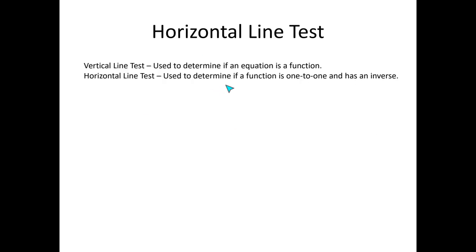So let's talk about the horizontal line test. In the first chapter, we learned about the vertical line test, and the vertical line test was used to determine if an equation is going to be a function. In this section, and also probably in the first chapter, we also saw the horizontal line test, and that was used to determine if a function was one-to-one or if it had an inverse.